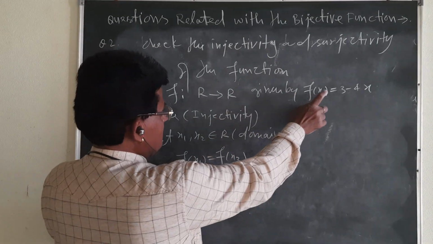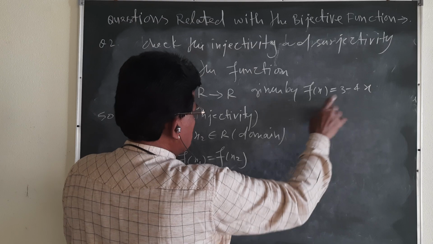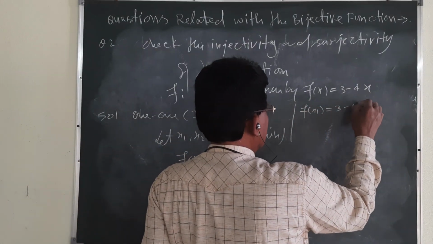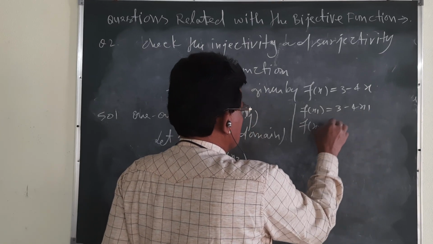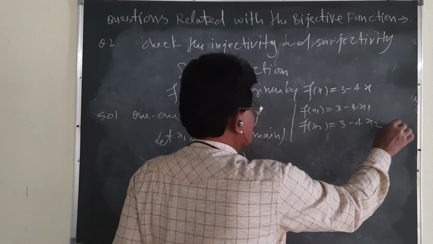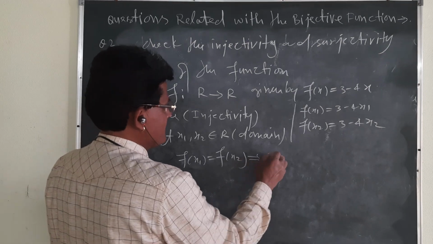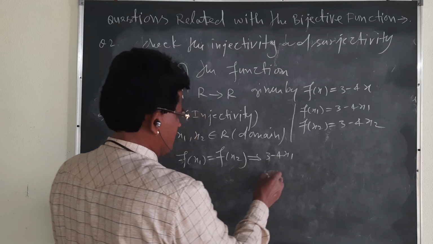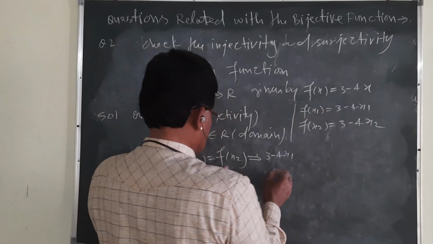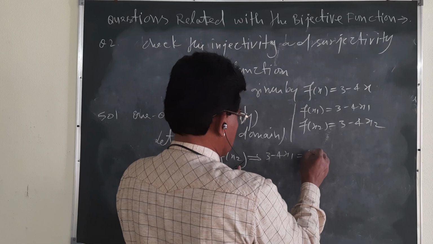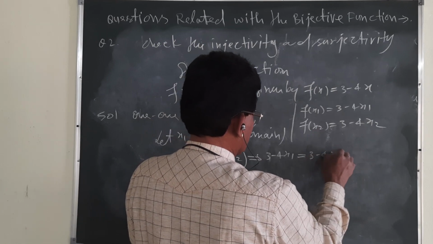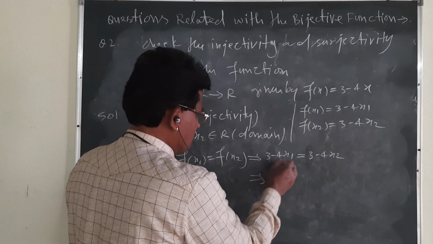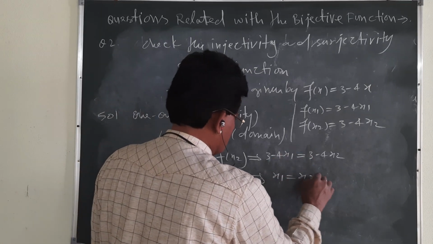Okay, take the value of f(x1) from here. f(x1) will be equal to 3 minus 4x1, and f(x2) will be equal to 3 minus 4x2. Substitute it over here: 3 minus 4x1 will be equal to 3 minus 4x2, because both are equal. You see, 3 will be cancelled and 4 will also be removed. That is why you got x1 is equal to x2.